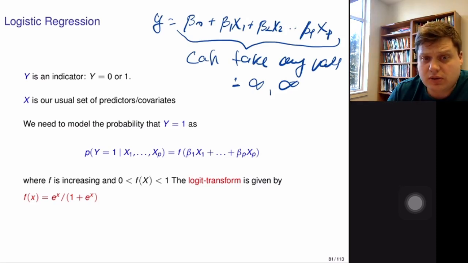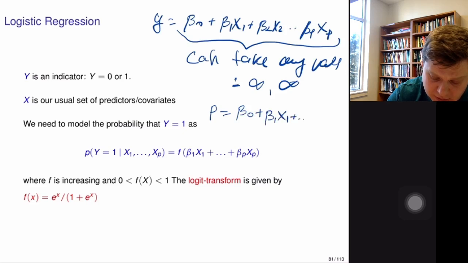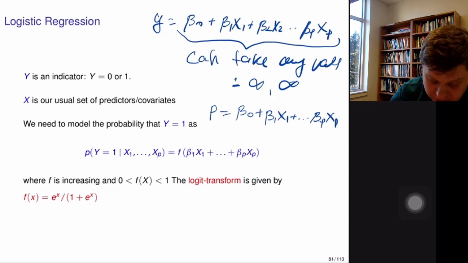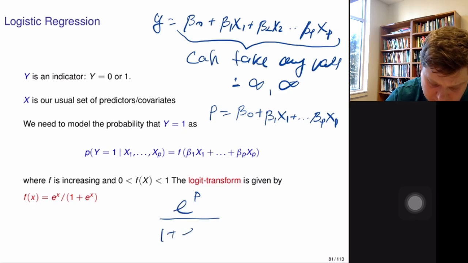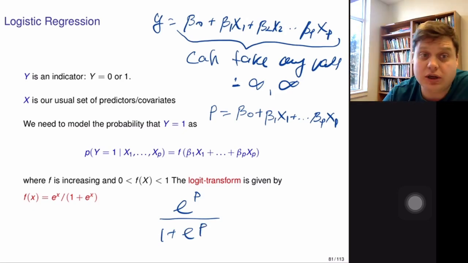So the trick is to do what is called a transformation. Instead of just writing the model like this, we're going to introduce this intermediate value. We're going to call it p, and we write it as beta 0 plus beta 1 x1 plus all the way to beta p xp. That's going to be our intermediate value. Then we calculate the following function: e to the power p divided by 1 plus e to the power p.